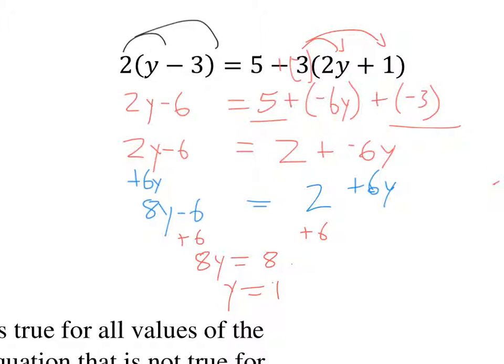All right, so we got what y is, so plug it in. This is going to be 1 minus 3, which is negative 2 times 2, which is negative 4. Now plug in 1 here. 2 times 1 is 2, plus 1, that's 3. 5 plus 3, negative 3 times 3, that's negative 9. And so 5 plus negative 9 gives us a negative 4. Okay? So we're good.